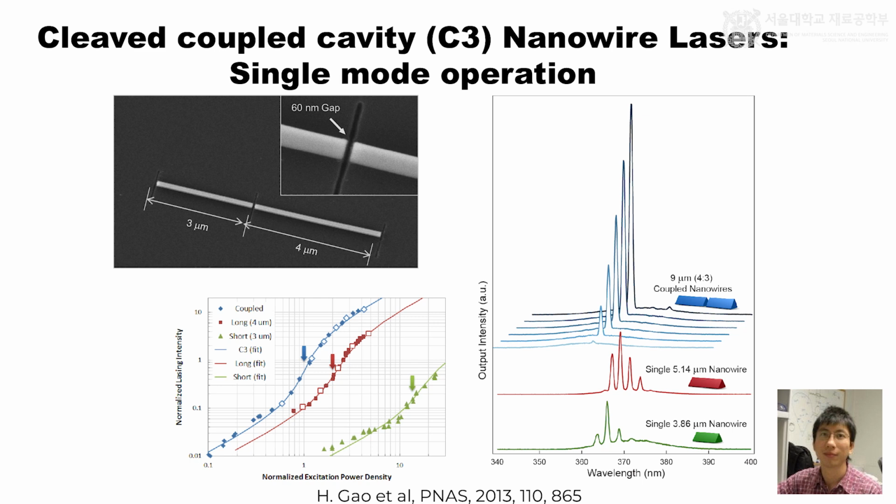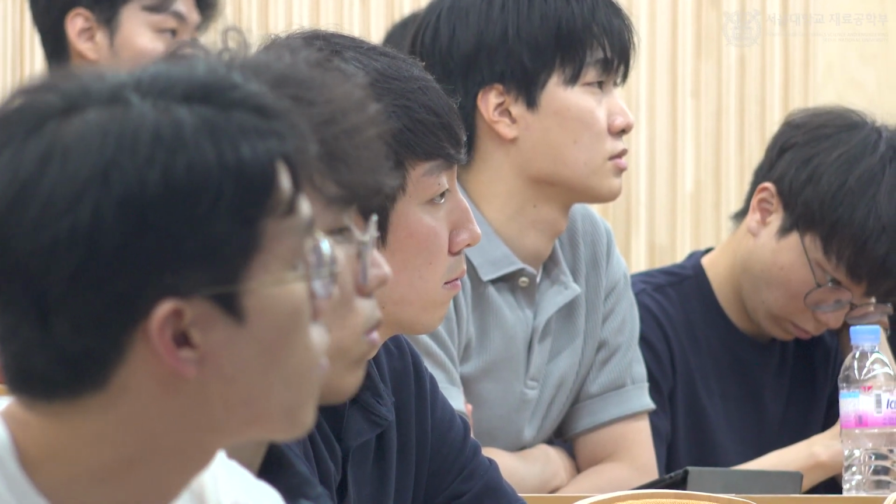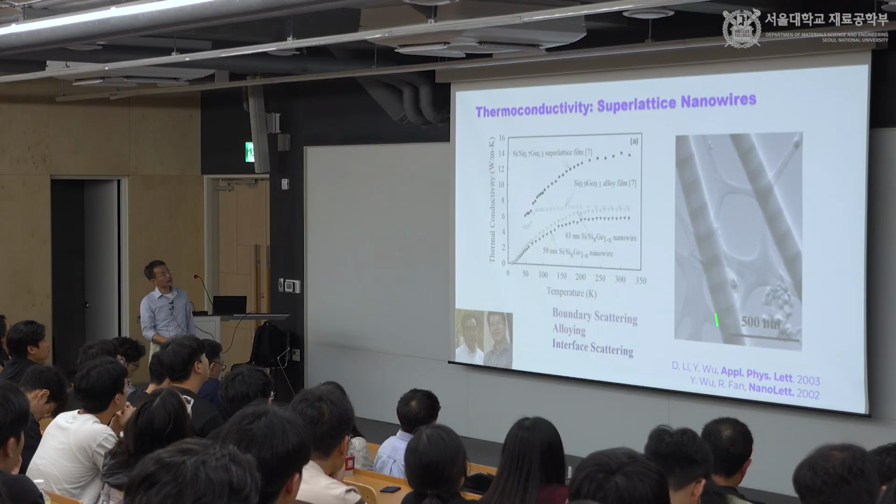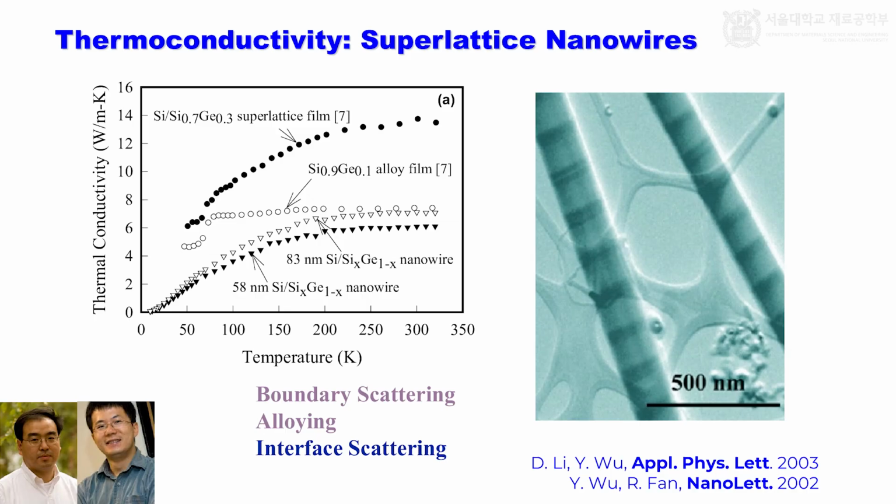You can play lots of tricks, again borrowing from the traditional semiconductor laser industry. Two laser cavities, you can couple them together. We call this a cleaved coupled cavity. They are no longer good thermal conductors. And certainly the superlattice helps as well. The silicon germanium superlattice junction further slows down the phonon transport, further decreasing thermal conductivity.